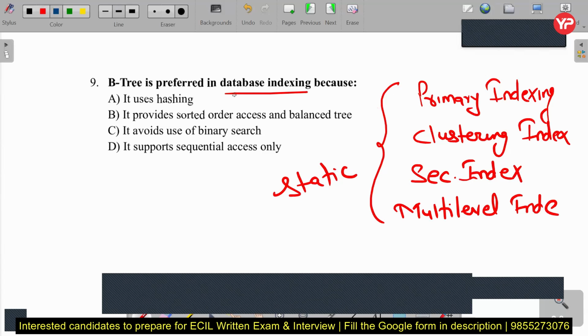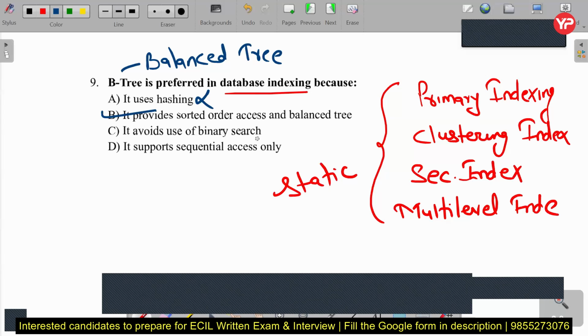B tree is preferred in database indexing because it uses hashing. False. It provides sorted order access and is a balanced tree. Keep in mind B tree is always balanced in nature. Both B and B plus trees are balanced trees. And it provides sorted order access, yes, because in each and every node the elements are inserted at the sorted place. So B is the correct option.